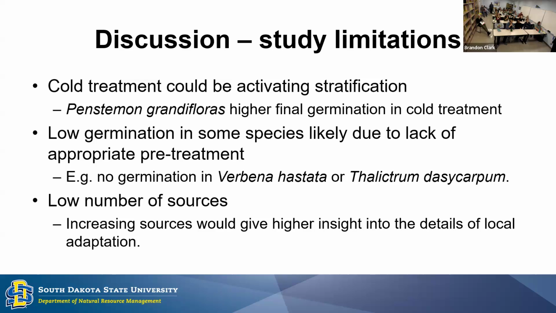Low germination in some species was likely due to a lack of appropriate pre-treatment, whether that's scarification or other germination methods for breaking dormancy that we weren't able to use, and then also the low number of sources. This study could greatly benefit from being reproduced with multiple sources and maybe fewer repetitions, but including more seeds in those bags. That would allow one to really look more into the details of local adaptation and those effects of sources. With 3, it's hard to tell exactly what's going on there.